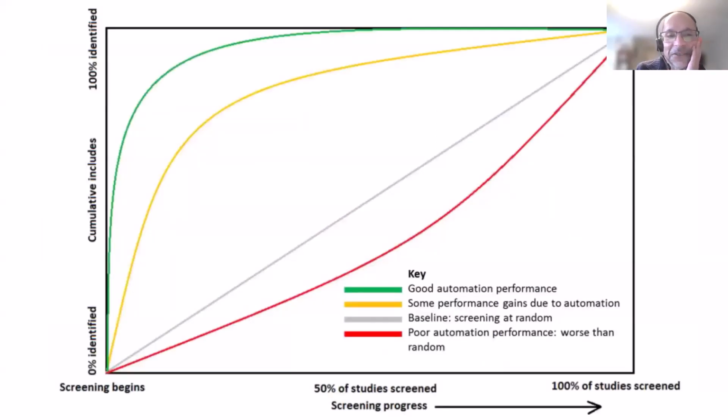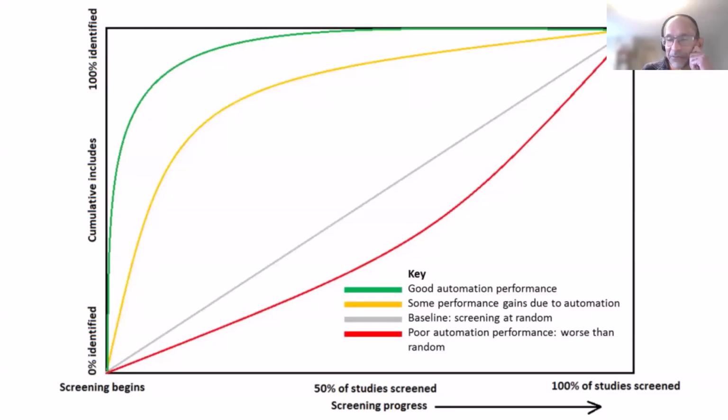So you can see the ideal scenario is represented by the green curve. So we're finding a lot of our includes early on in the screening process. That's then plateauing out the rate of finding includes. So we could stop when the line's starting to go flat. So that is before we've screened all our studies. So in this particular example graph, we're stopping screening at around 50%.